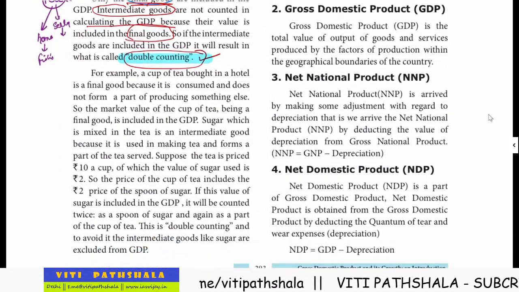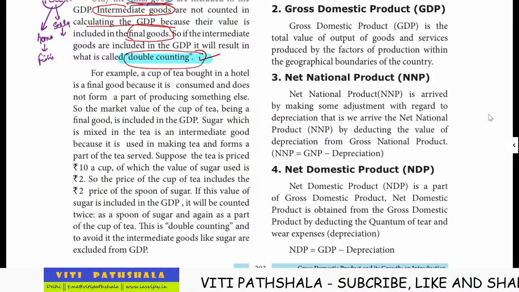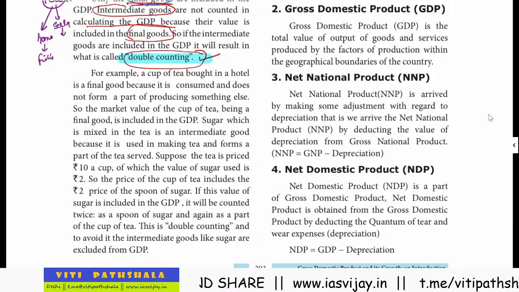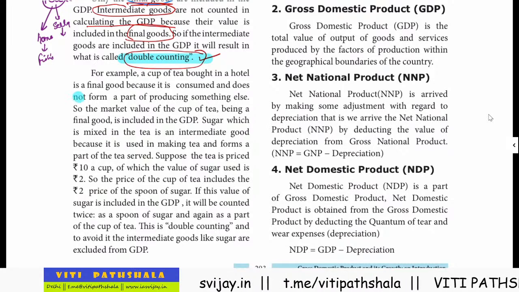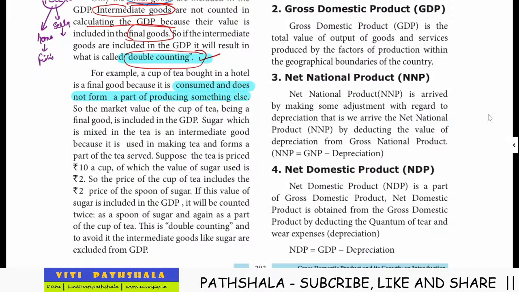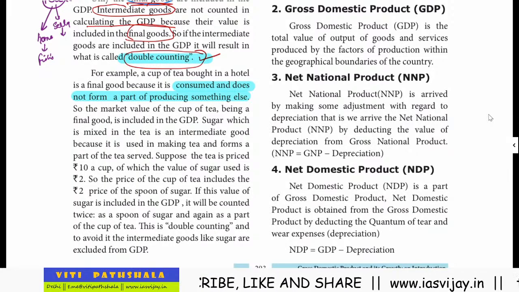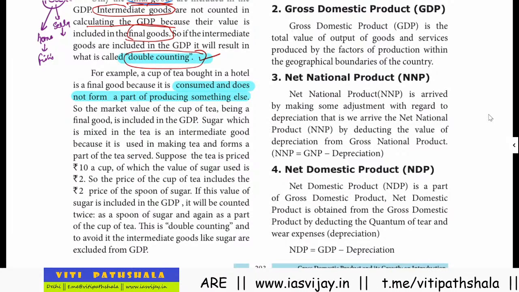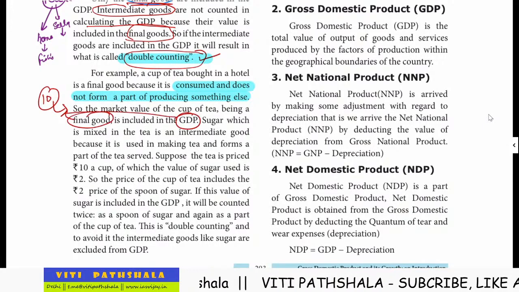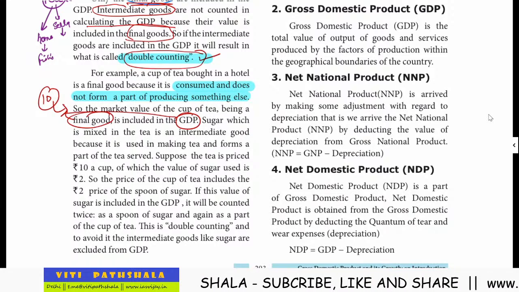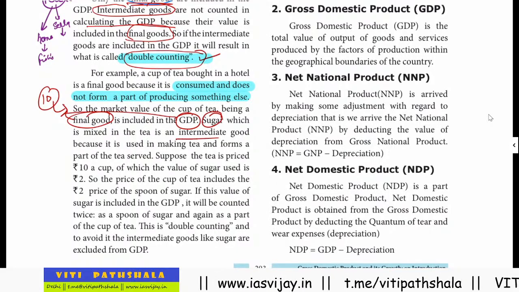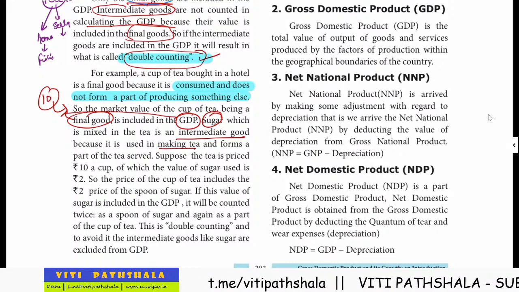Now, for example, a cup of tea bought in a hotel is a final good because it is consumed and does not form part of producing something else. So the market value of the cup of tea, being the final good, is included in the GDP. For example, it would be 10 rupees. So these 10 rupees would be included in the GDP because this is a final good. Now, sugar which is mixed in the tea is an intermediate good.